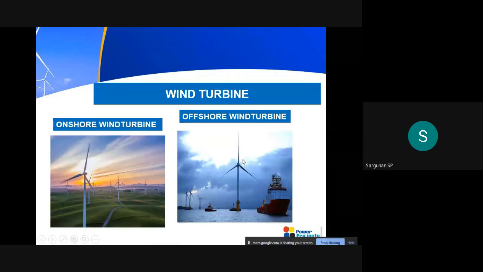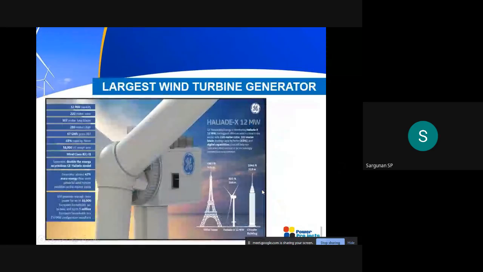But because of the consistent wind speed in the offshore areas, we have tried to install these wind turbines nowadays in the offshore areas also. Because normally here, let me go to the next slide. Here you can see this is the largest wind turbine generator which is available in the market as of now.